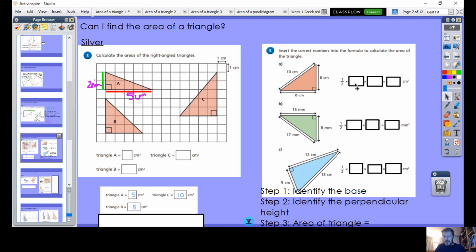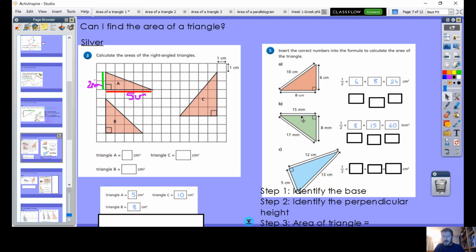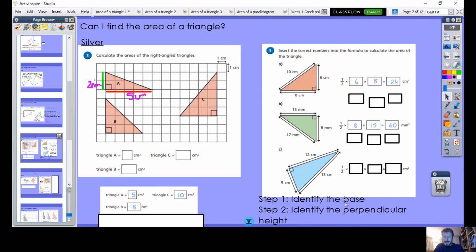So with these ones, half times 6, if this was your base, times by 8, the perpendicular height, to give you 24 centimeters squared. Maybe you decide to switch those around, so you did 4 times 6 instead. But 4 times 6 is still going to give you the same answer. This one, half the base, so 8 millimeters times by 15, perpendicular height, to give you 60. Again, you might have chosen different to be your base and your height, which is fine. You'll still get the same answer.